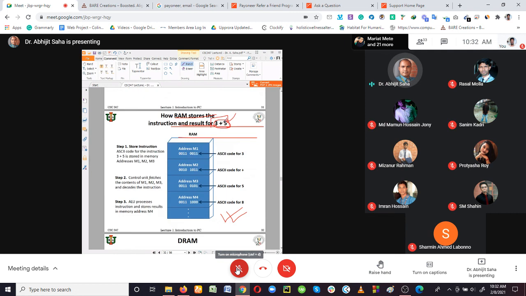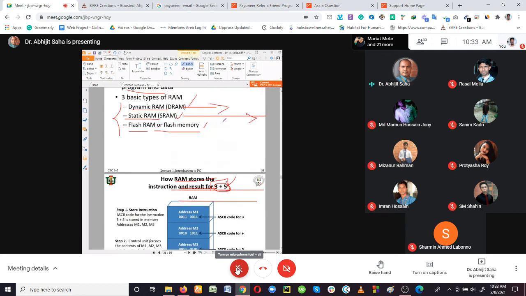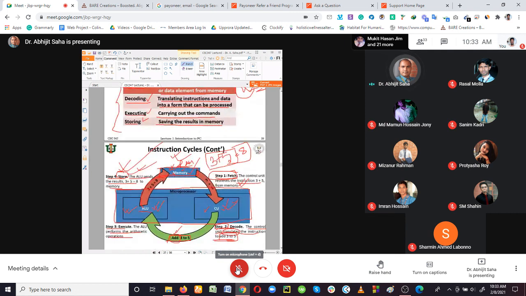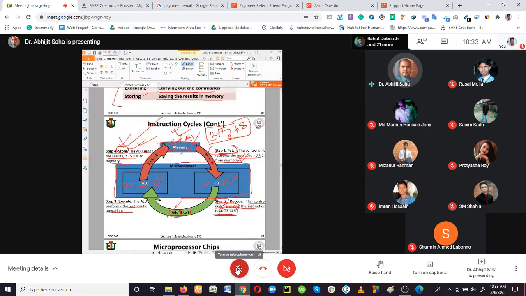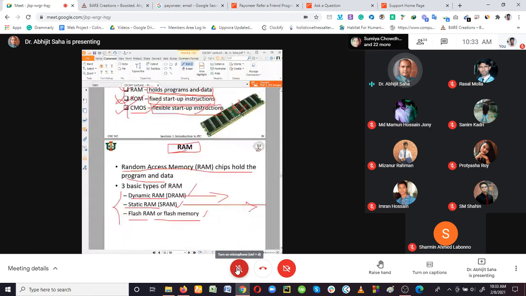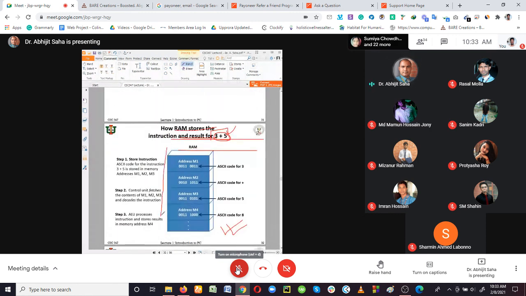We have seen how the basic instruction cycle works in today's class: the CU fetches from the memory, the CU decodes the instructions, gives them to the ALU for executing, and sends the result to memory, and the memory stores it. So how does the memory store the instructions, and when it has gone to the CU and ALU and come back to the memory, how is the result stored? That is what it is trying to show you here. So supposing this block is your RAM.